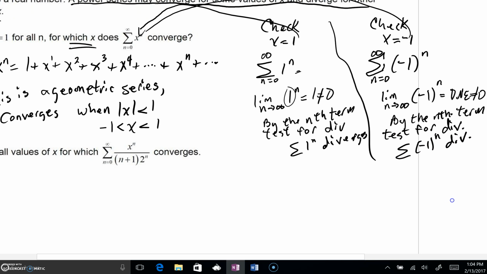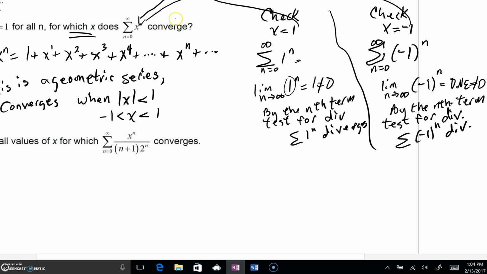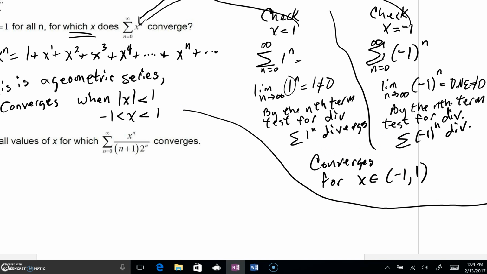So what are we going to do? For what values does x converge? I'm going to write this as an interval. We're going to say it converges for x being an element between negative 1 and 1, not including either endpoint. Both of the endpoints fail. Sometimes one of the endpoints will work. Sometimes both of the endpoints will work. You really do want to check both endpoints.